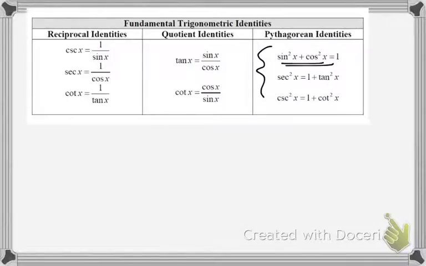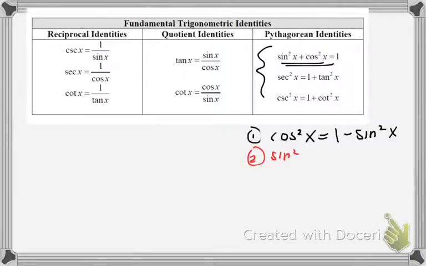I can either move sine squared x to the other side, or I can also move cos squared x to the other side as well. Okay, so that rearranged identity, the first one would be if I moved the sine squared x to the opposite side. That means that cos squared x would stay on the left, but sine squared x ends up being negative. The second rearranged identity would be if I left the sine squared x where it is on the left side, and I moved the cos squared x.